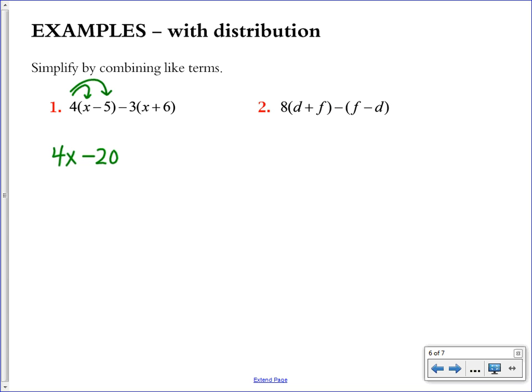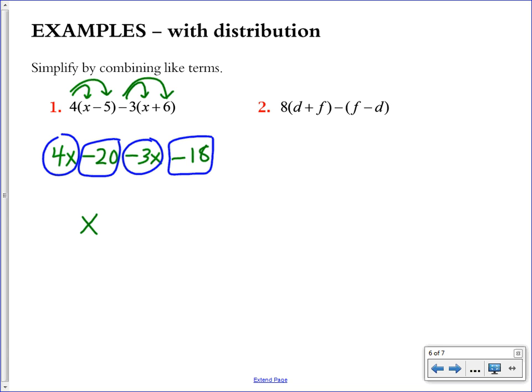Then I have a negative 3 that's in front of the next set of parentheses. So I'm going to distribute negative 3 times x, which is negative 3x, and negative 3 times 6, which is negative 18. And now I can look at my expression for like terms. So I have 4x and a like term negative 3x. And I combine those coefficients by addition. I get positive 1x. I don't need to show the 1 in front of it. And then I have another pair of like terms, which are the constants, negative 20 and negative 18. When I add two negatives together, it just gives me a greater negative number, so minus 38. And that's the simplified final answer.